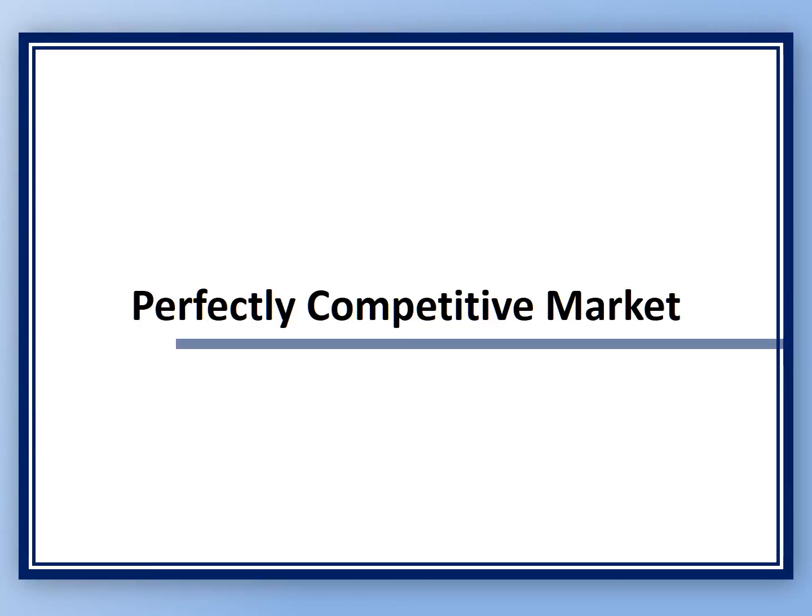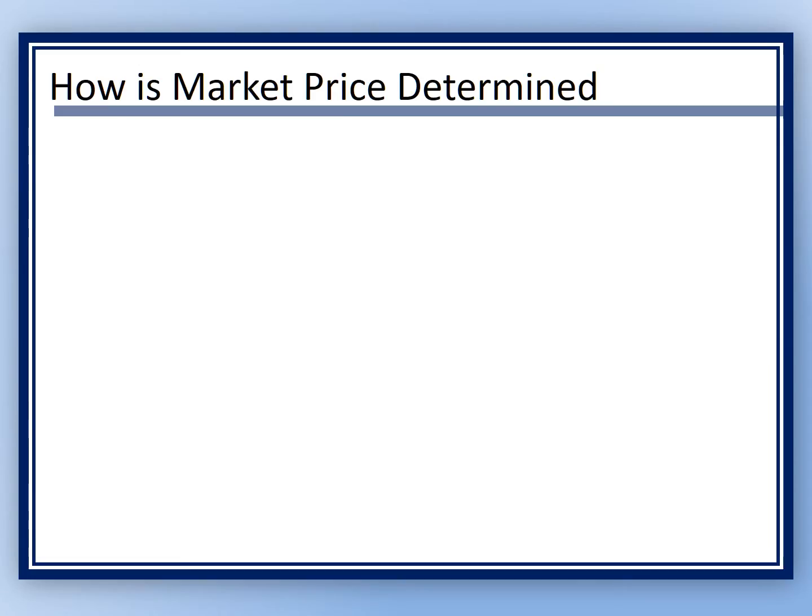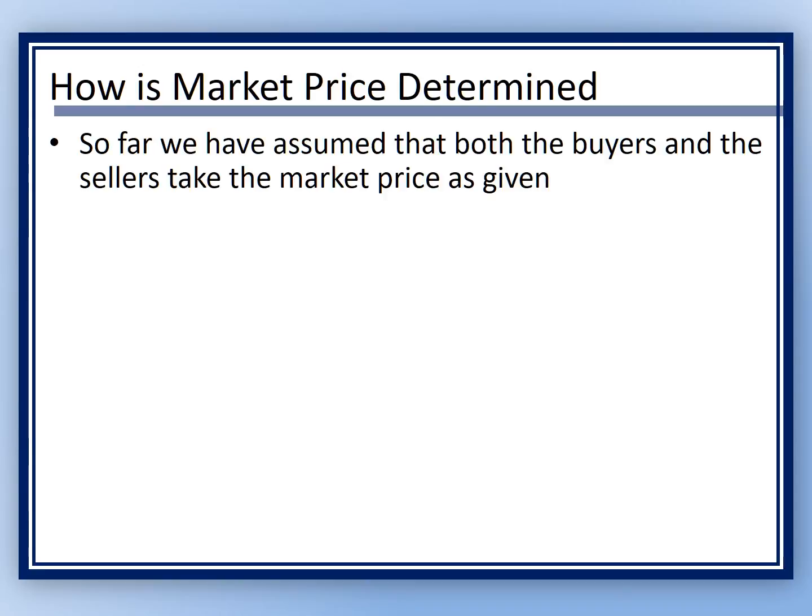Even though we're going to talk about the two extreme cases, it turns out that you can actually observe quite a bit from there, especially when it comes to monopoly. So how is market price determined? So far we have assumed that buyers and sellers take market price as given, but it doesn't really say what condition would make that true. You need buyers and sellers to take market price as given to get the first fundamental theorem of welfare economics.